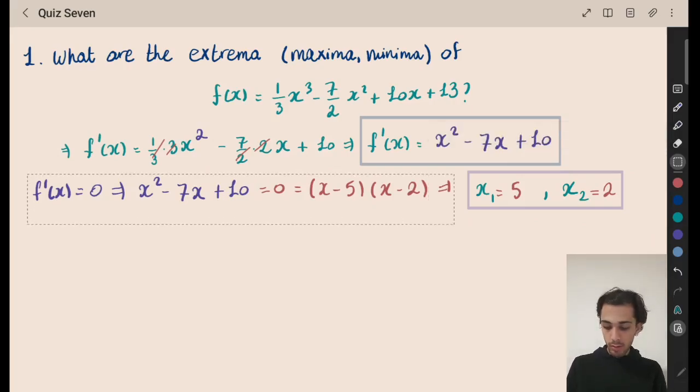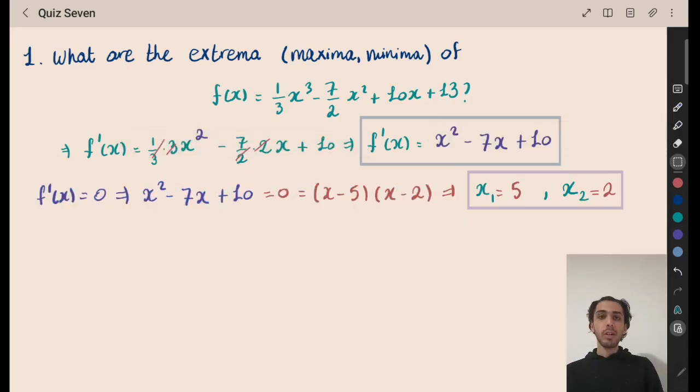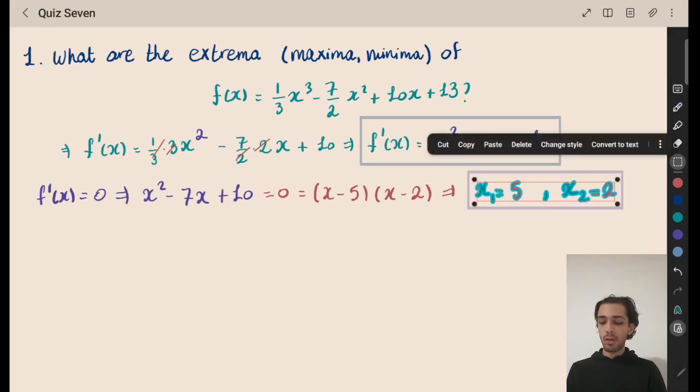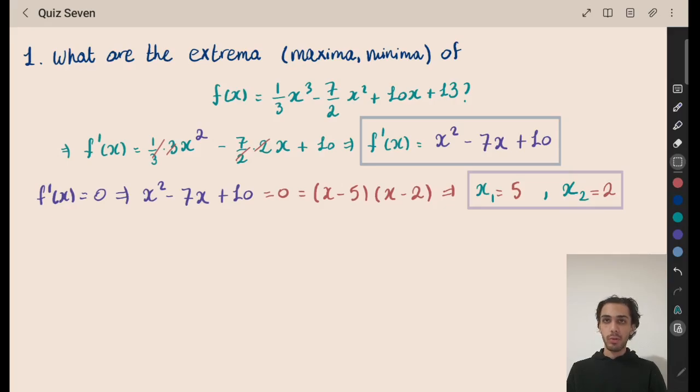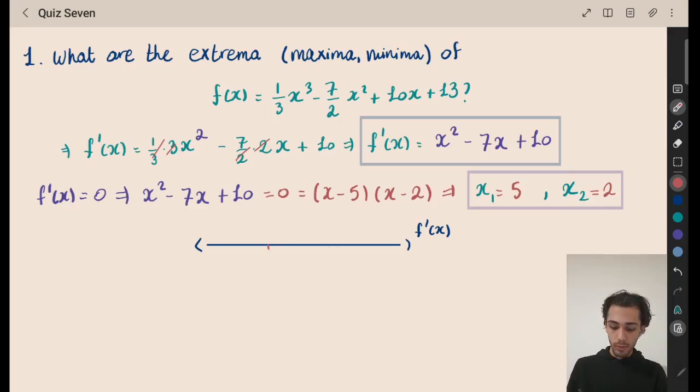So this is there, this is very nice. But then I still need to determine whether these points are maximas or minimas. For this, there's something that we can do. There's a theorem that links the behavior of the derivative with the behavior of the function itself.